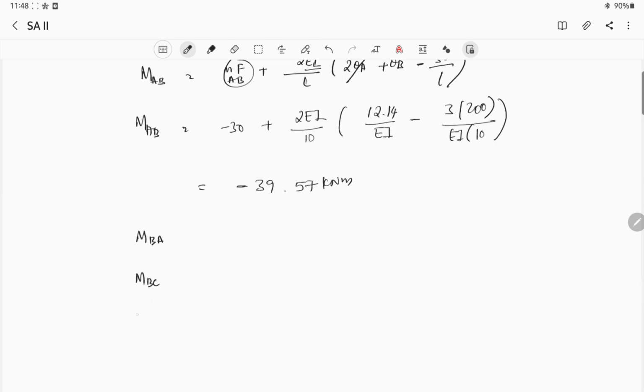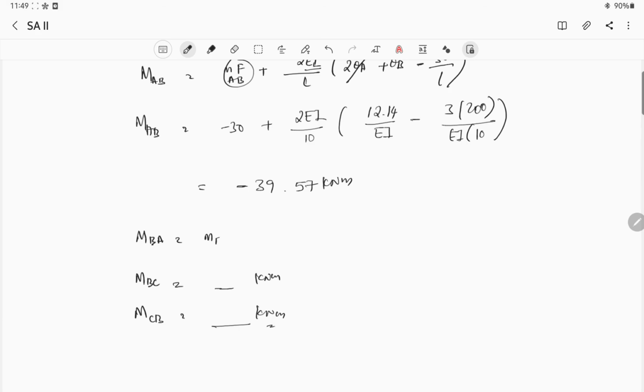Similarly, if you substitute all the values, you will get the value of MBA, then MBC, then MCB. MBA you will get 22.85 kilonewton meter, and MBC you substitute, you will get values in kilonewton meter. Okay, able to understand? This is how we calculate unknown equations, or else I'll show you this one also.